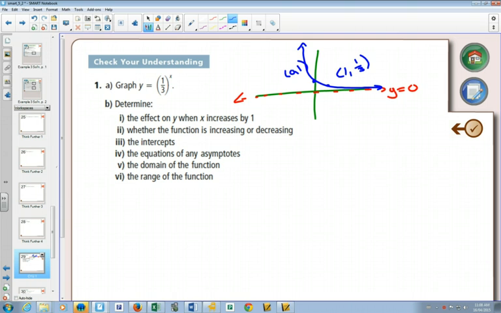You'll always have an asymptote at y equals 0. And then that would be your parent graph, and if there were other transformations, you would do that from there. And we'll look at some of those today.